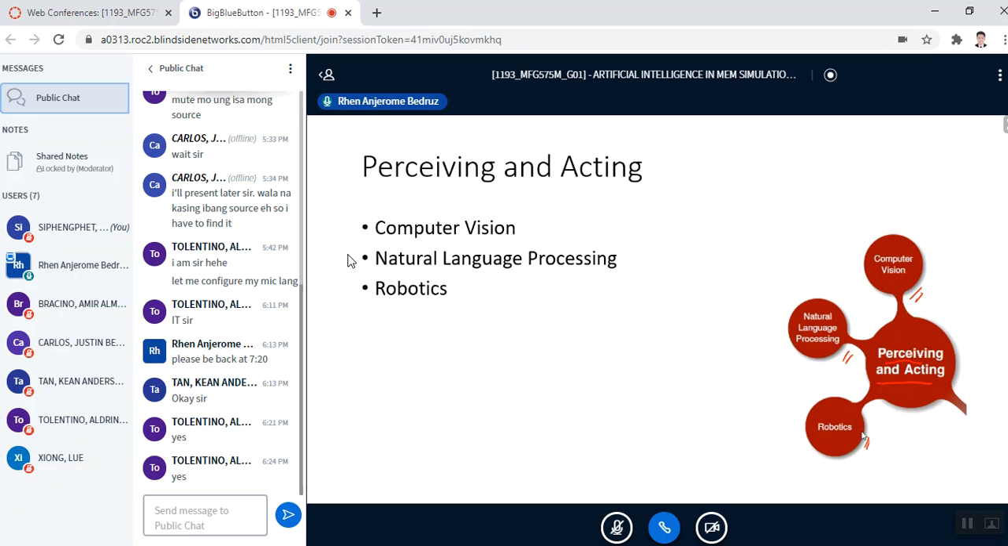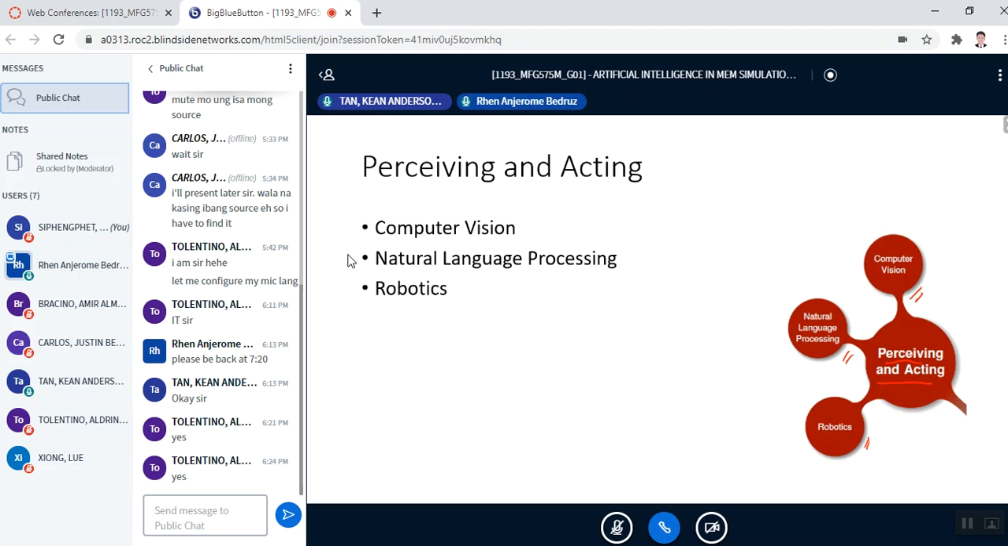So first, the question is, what is computer vision? Anyone who knows what computer vision is? Are you still here? Hello, hello? Good, you're still here. Anyone who knows what computer vision is? Any idea? I don't know the exact definition, but I think an example is facial recognition.